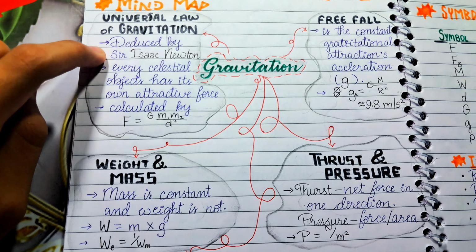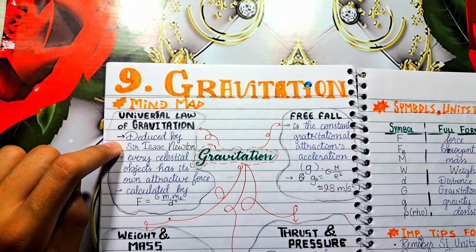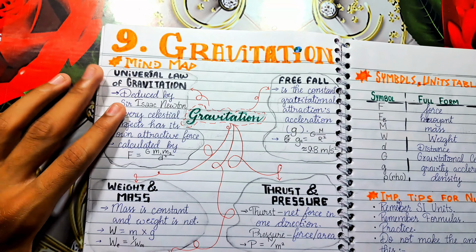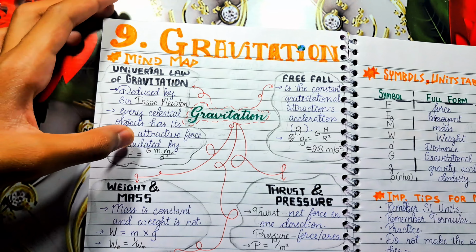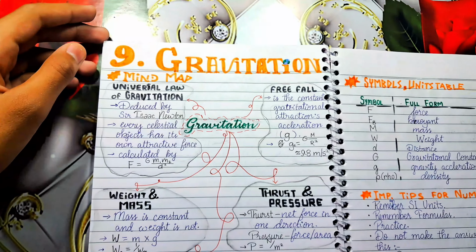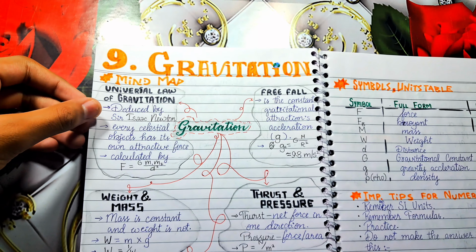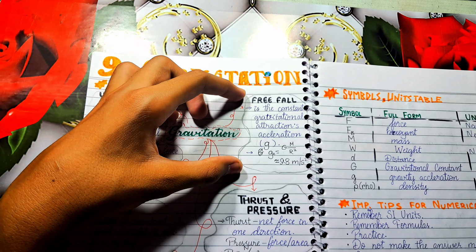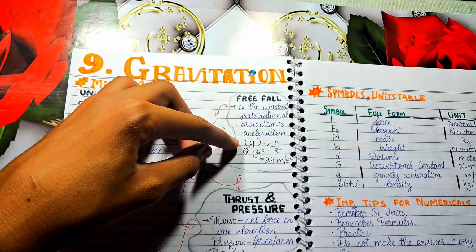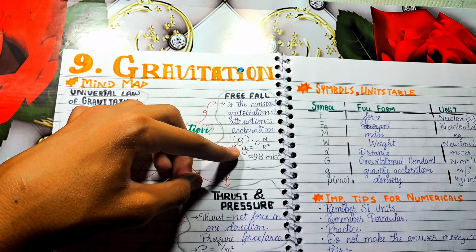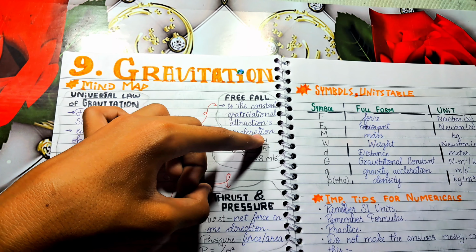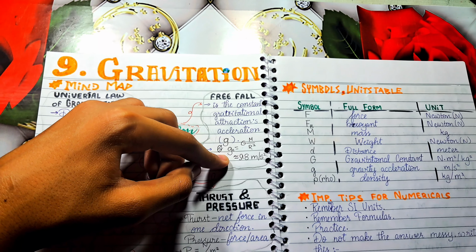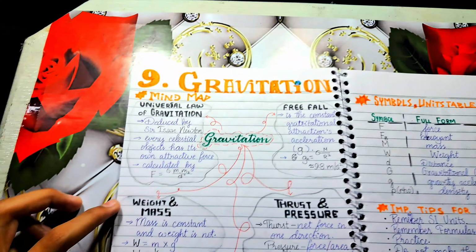Sir Isaac Newton, and he said that every celestial object has its own attractive force, calculated as gravitational force is equal to G multiplied by m1 m2, both masses' product, divided by d, which is the distance, squared. Then comes free fall, which is the constant gravitational attraction acceleration expressed by small g, and it is calculated as G times mass of the object divided by radius squared, and it is 9.8 meter per second square on Earth.